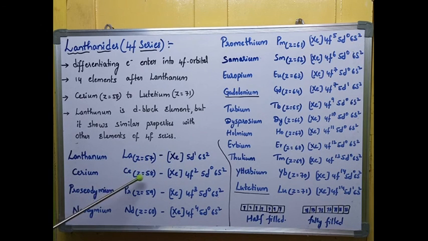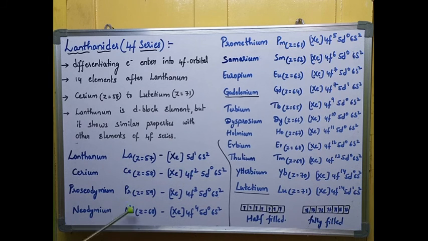Next, cerium is having atomic number 58. So xenon 4f2 5d0 6s2. Here onwards the new electron enters into the 4f orbital. Xenon 54 plus 4, you'll get 58.